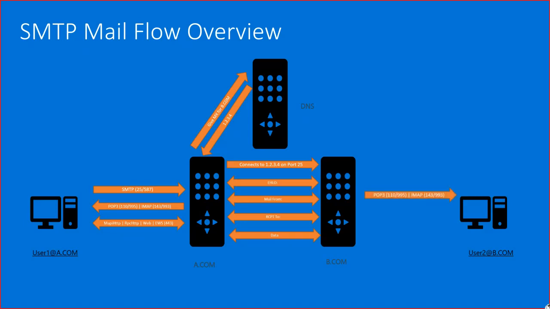Once the server receives the message, user 2 at b.com simply accesses the message using either of the protocols that are listed here. So if it's using an old client, it would use POP or IMAP to download the message. And if it's using Outlook, it just accesses the message using HTTPS. And that's how this transaction completes from user1 at a.com to a mail sent to user2 at b.com.